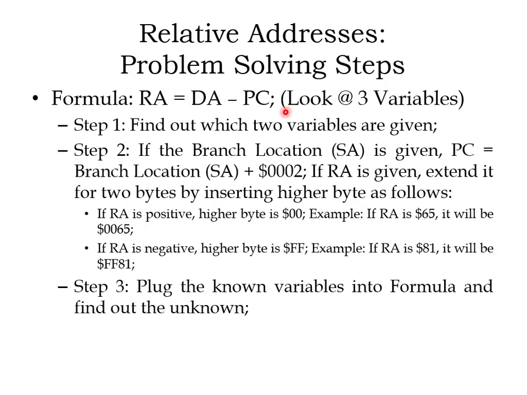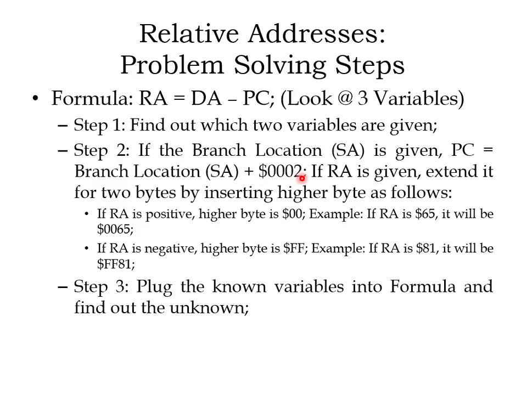Now, let's say I try to find the relative address. How do I get it? I first look at my problem and find out which two variables are given. It might be any two out of three. Then, if I'm given the branch instruction, meaning the source address, the line where the branch is located, I can always calculate the PC, because the formula of the PC is based on the SA, which is SA plus 0002.